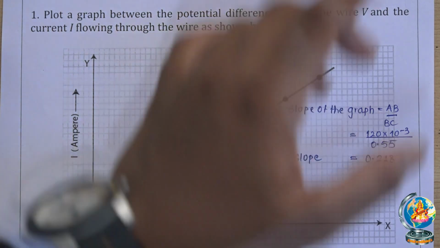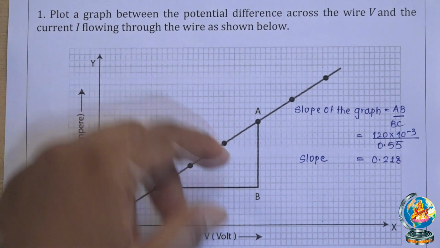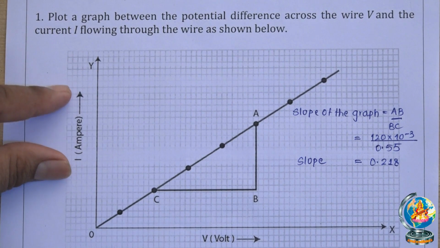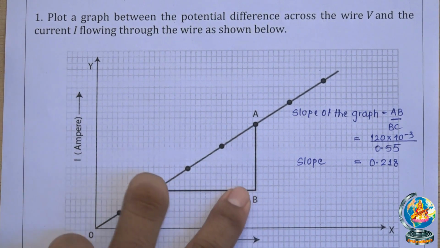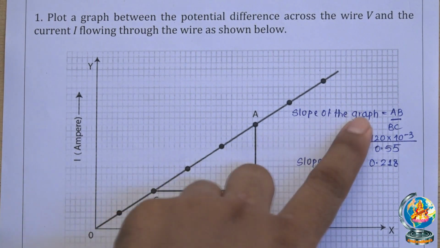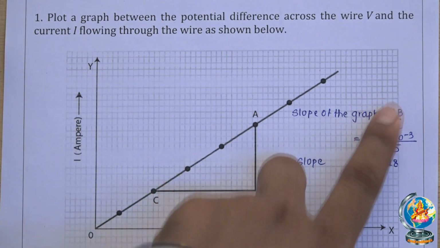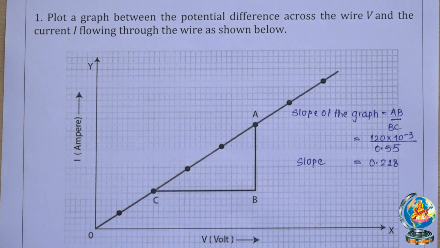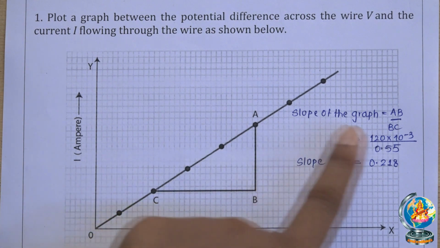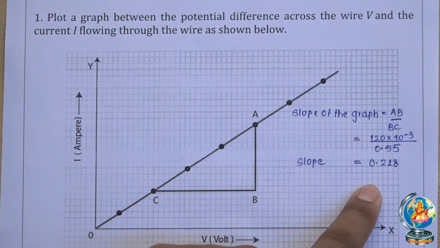Is this clear? Here you can see that AB gives you the corresponding current reading, and BC gives you the corresponding voltage reading. So slope is AB by BC. This is I and this is V. So it is I by V, that is the reciprocal of resistance. So the slope is the reciprocal of resistance, meaning you are getting conductance, and in order to determine the resistance, you need to take the reciprocal of conductance. Is this clear?